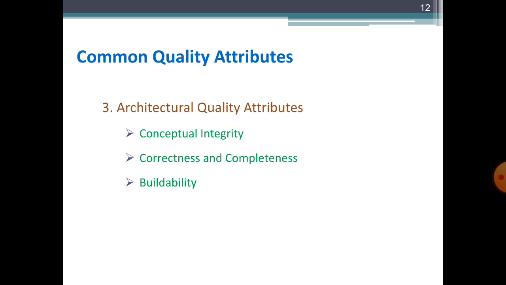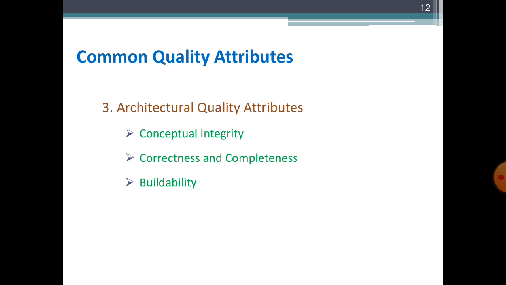And the last one is buildability. Buildability allows the system to be completed by the available team in a timely manner and to be open to certain changes as development progresses. So we can say that buildability allows the system to be completed by the available team in a timely manner, and to be open to certain changes as development progresses.